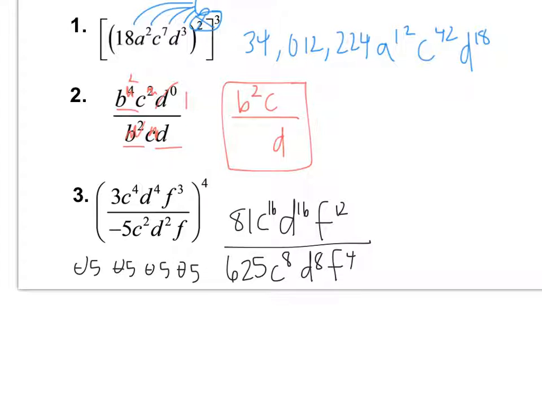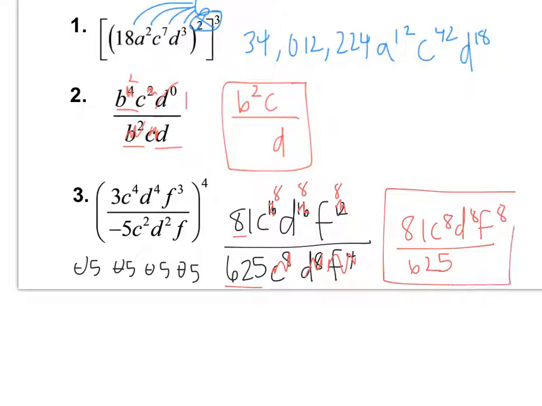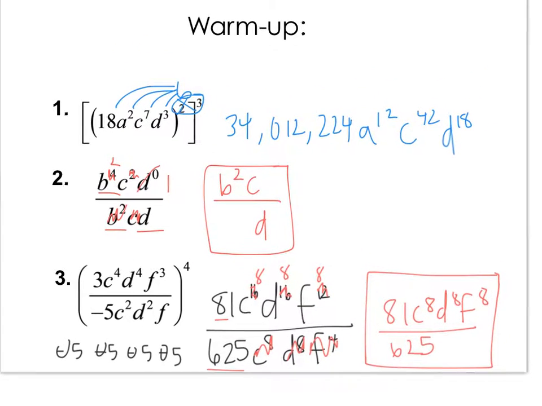So now if I simplify here, 81 over 625 cannot simplify. Nothing goes into those evenly, so I know those numbers will be in my answer. And then if I take away c to the 8th, I'm left with d to the 8th in the numerator. Take away f to the 4th, and I'm left with f to the 8th in the numerator. So I'll have an exponent of 8. And that's my final answer. So we just took some time to review a little bit of multiplying monomials.